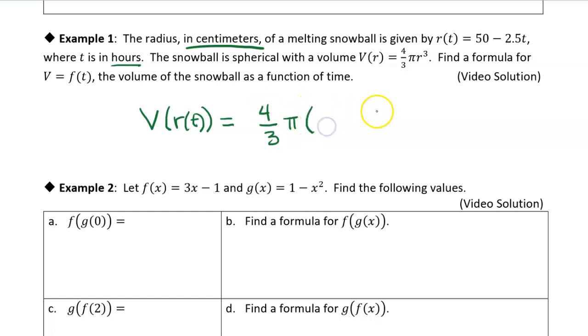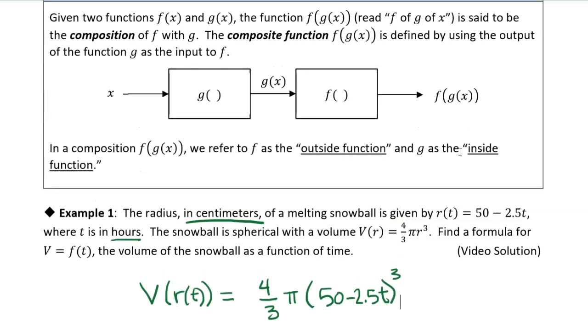Now I'm going to put that in parentheses, so it's r cubed, whatever r is, but I'm going to replace it with this function for r. And so that's 50 minus 2.5t. Okay? That's all there is to it. I'm just replacing r with the function for r, and now I have a function for the volume in terms of time.